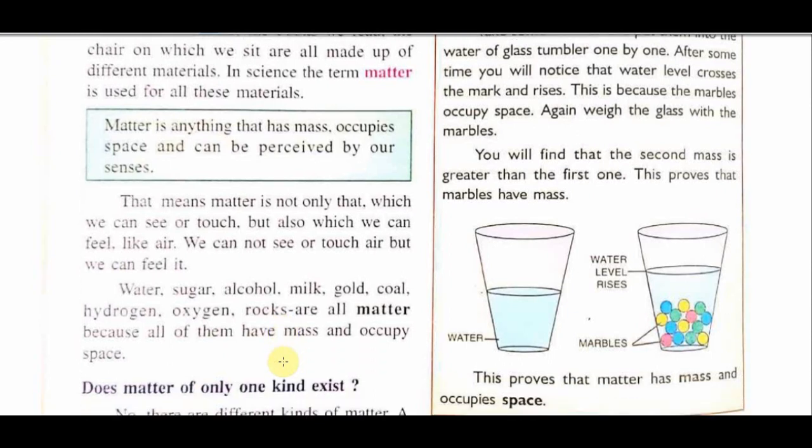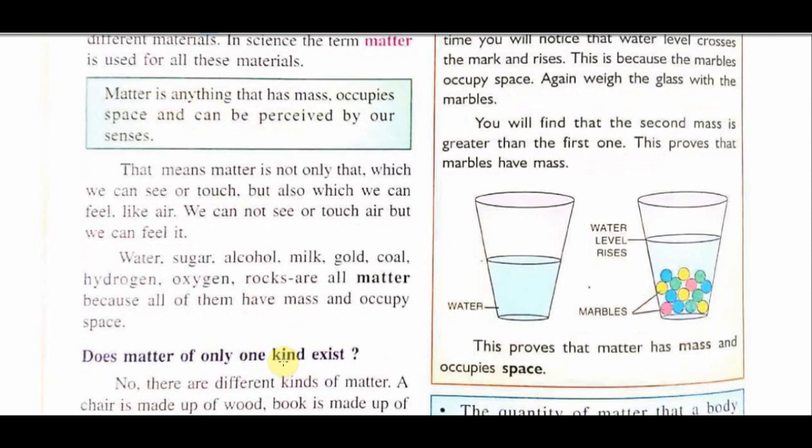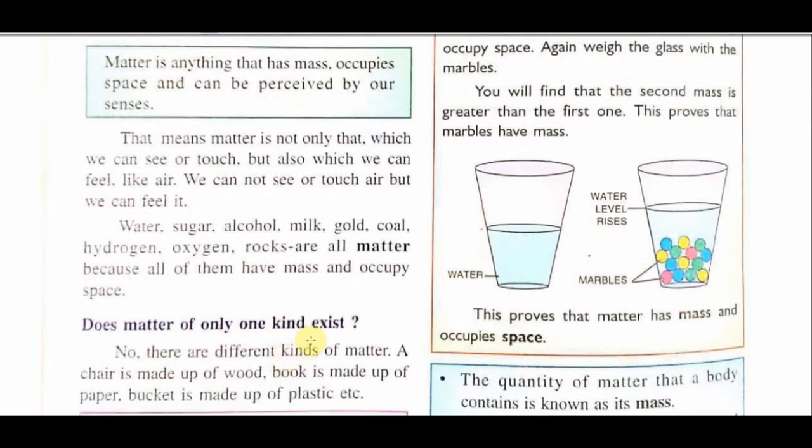Now, going through the definition, matter is certainly that which occupies space and has mass. If anything has no mass, then that is not matter. If anything does not occupy any space, then that is also not matter. Now the question arises: does matter of only one kind exist? The answer is no. There are different kinds of matter.